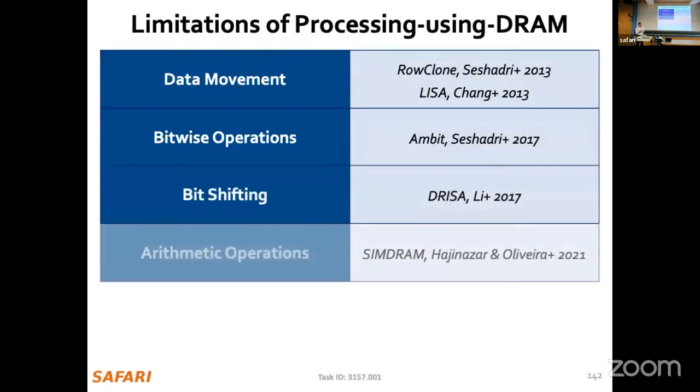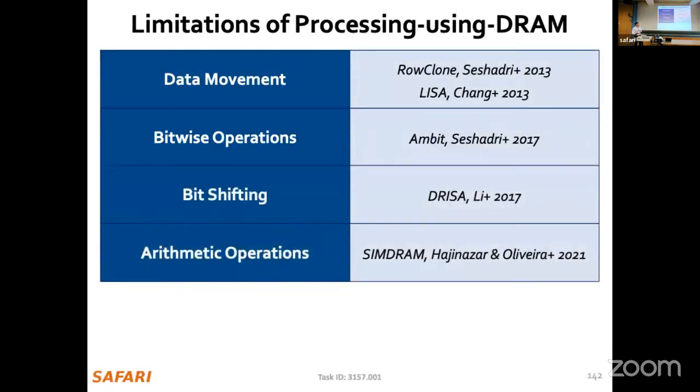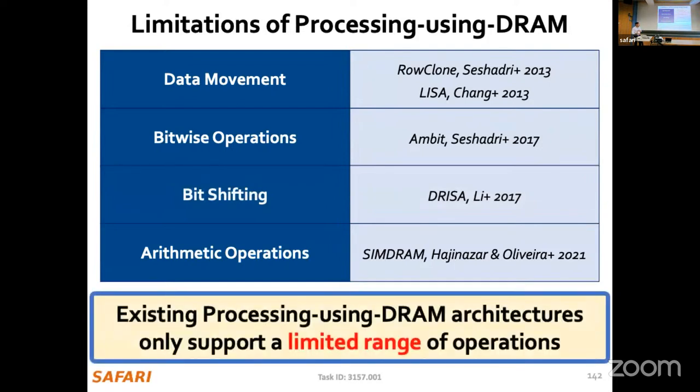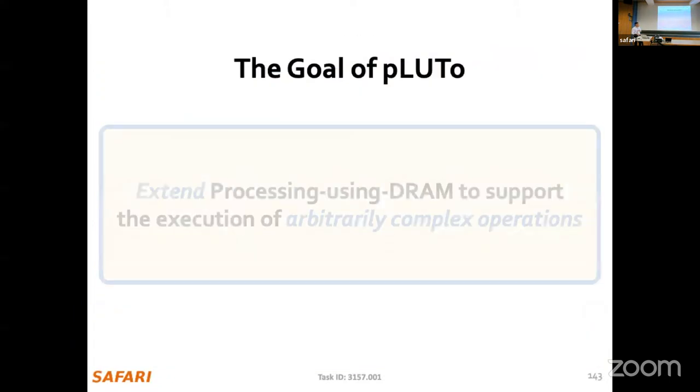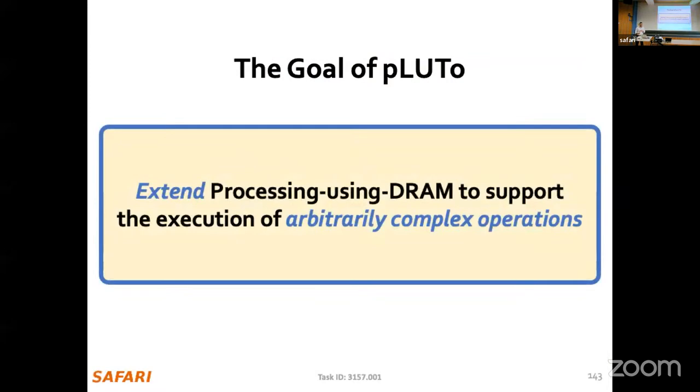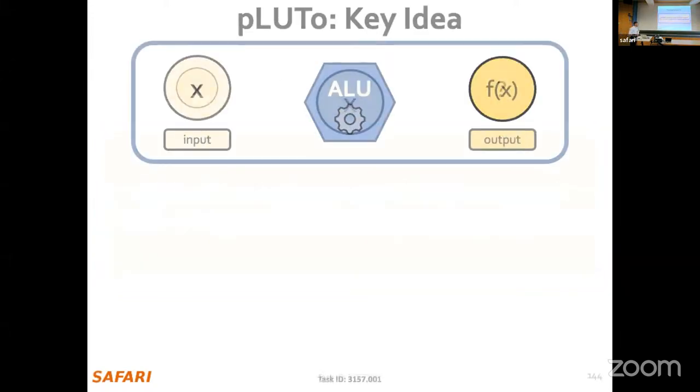Again, this is what I just mentioned before. For data movement, we are going to use RowClone. Bitwise operations, we are going to use Ambit. Bit shifting, you can also use Ambit or other types of solutions, which I didn't mention here. Arithmetic operations, we are going to use SimDRAM, but still, this is a limited range of operations. The goal of this work is to further push the boundaries, so further enable more and more operations in DRAM at low cost.